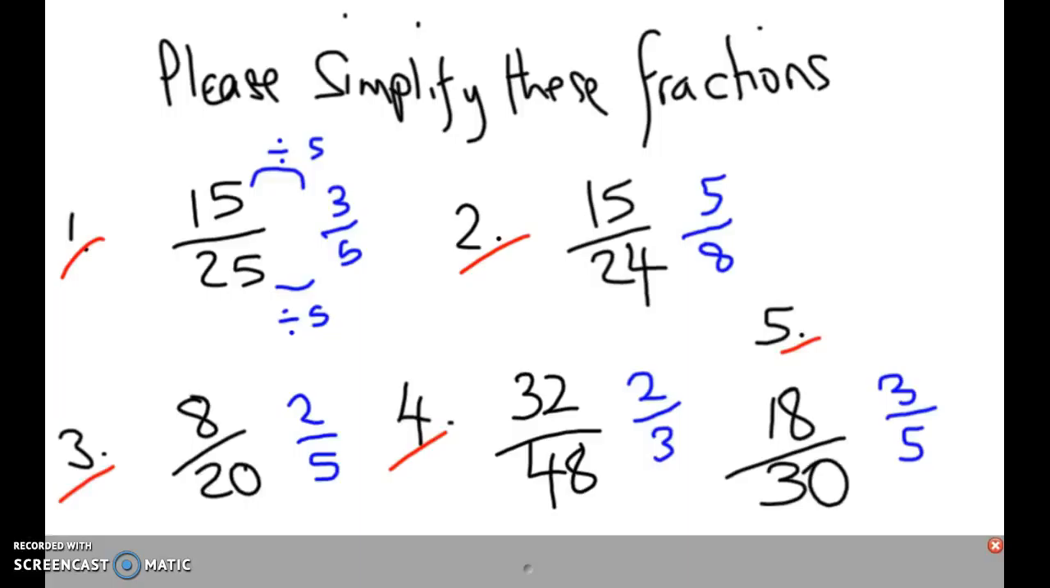Okay, here are your answers. If you got all these correct, looks like you've got simplification nailed. If not, go away, ask your teacher for some more practice material. That would be something you need to work on.